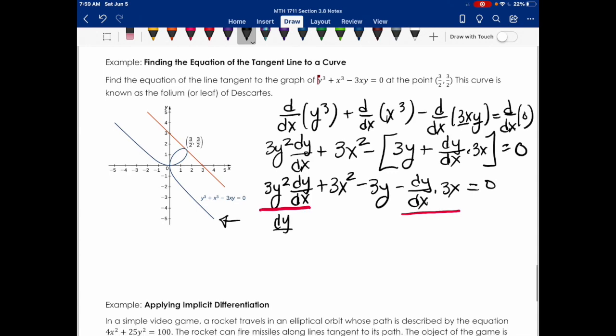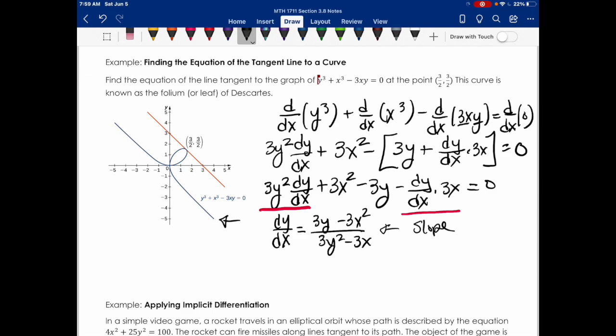So when I solve this for dy/dx, you should have 3y minus 3x squared over 3y squared minus 3x. So I'll let you try that step on your own. So see if you can get the dy/dx. Now, this is the slope of the tangent line.